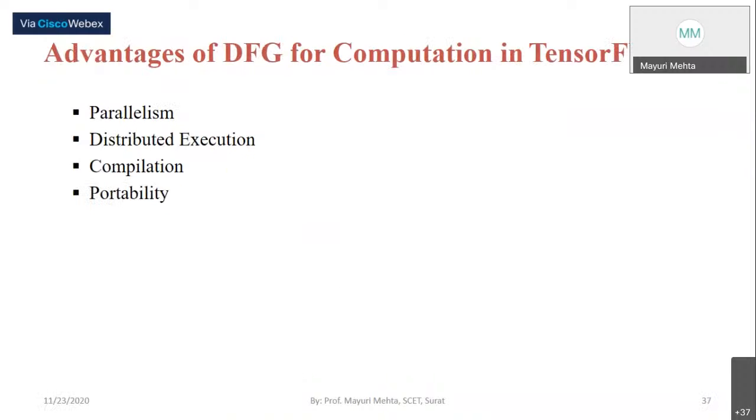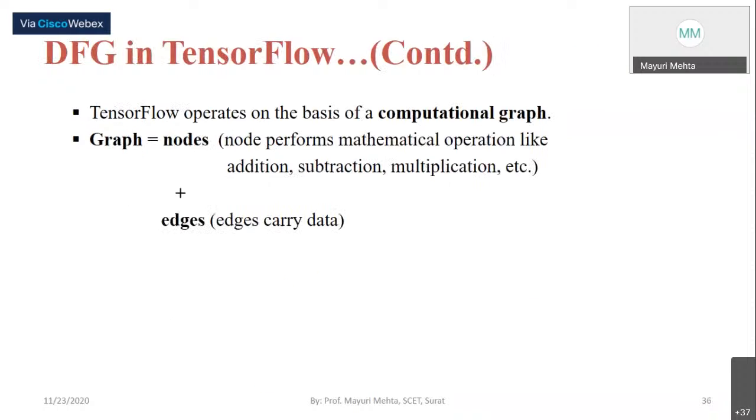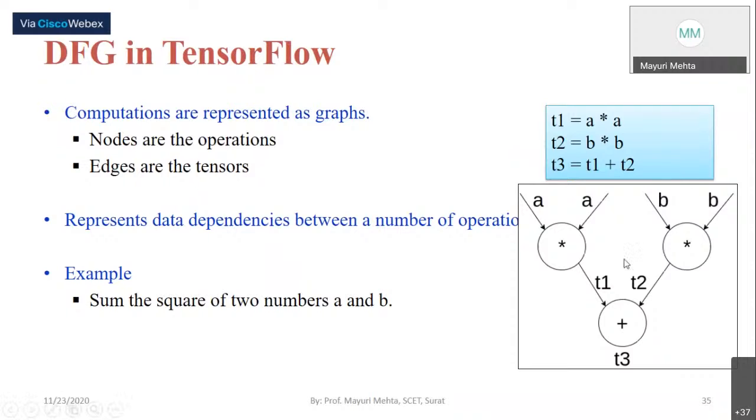So what are the advantages of using this data flow graph for computation in TensorFlow, because of which it has been highly popular? These are the reasons: the data flow graph supports parallelism, distributed execution, fast compilation, and portability. So how does it support parallelism? By using explicit edges. You can see that this is the graph, right? Or let's take the simple example.